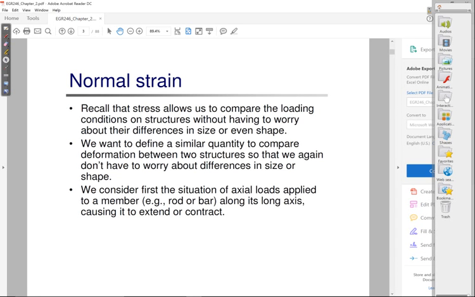When I apply equal stresses to 2 different structures that are made out of the same material, what I want is to have the same description of the deformation. Okay, so let me see if I can illustrate this for you.